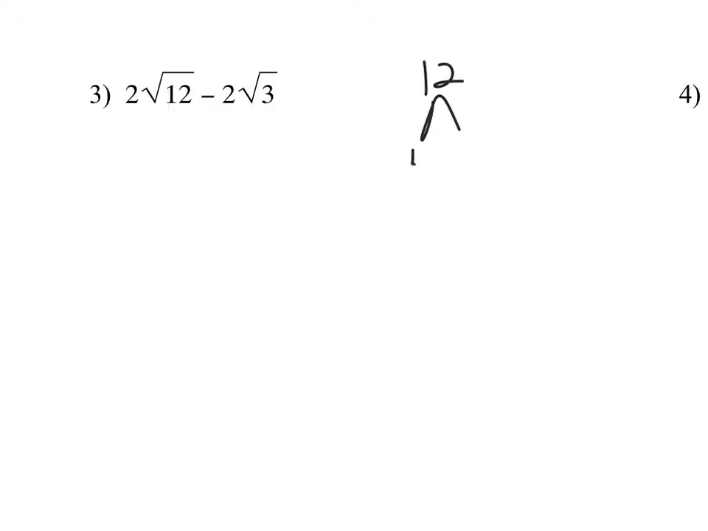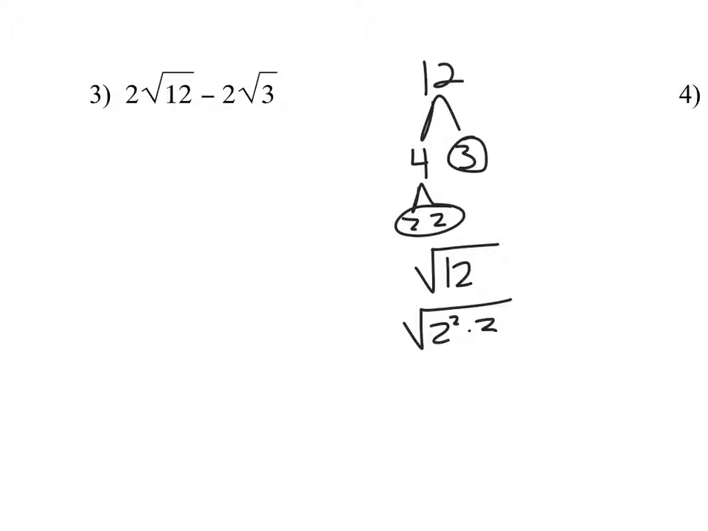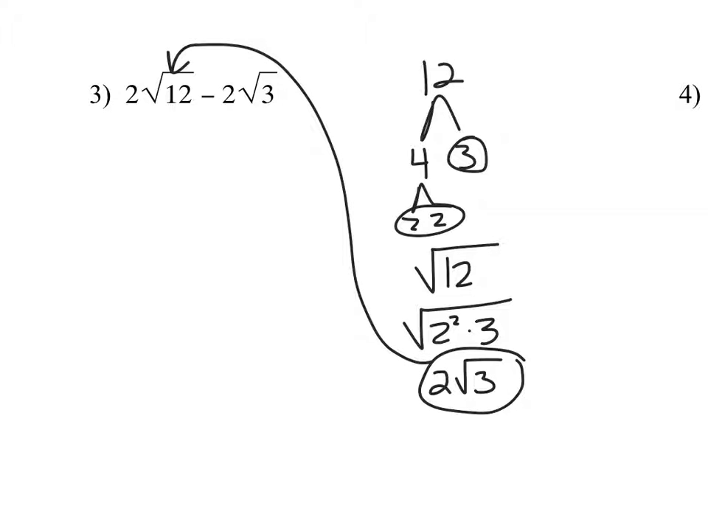Again, 12 is 4 and 3, and then 2 and 2. So the square root of 12 becomes the square root of 2 squared times 3, and that 2 is going to come out. So what I'm going to do is I'm going to replace the square root of 12 with this 2 square root of 3. So this is going to be 2 times 2 square root 3 minus 2 square root 3. Okay, now you'll notice now both of these radicals, the numbers underneath the radical are exactly the same. So I'm going to multiply those out.